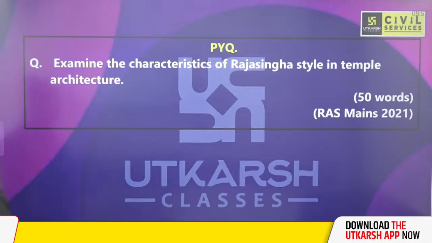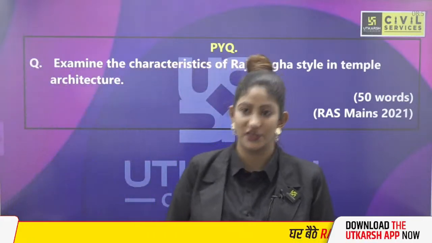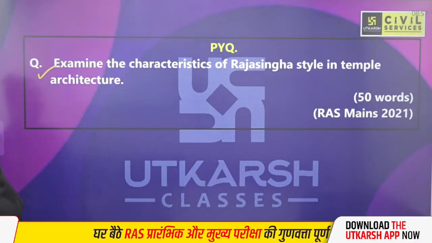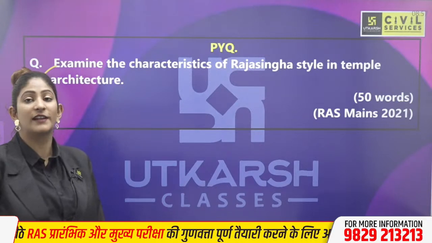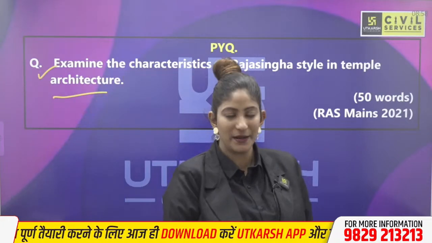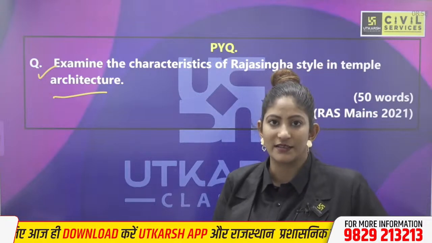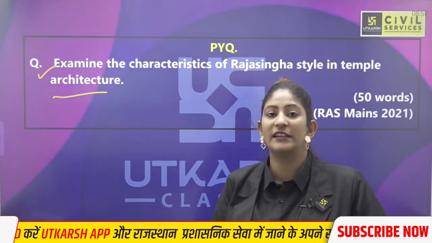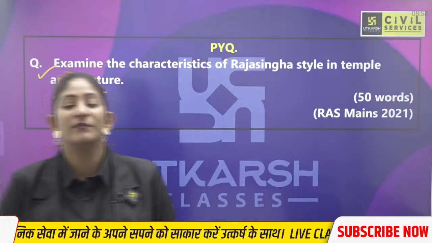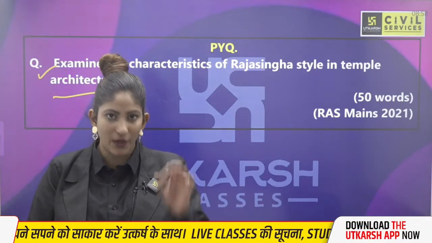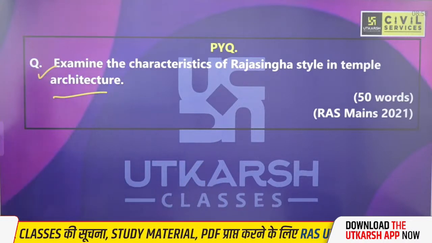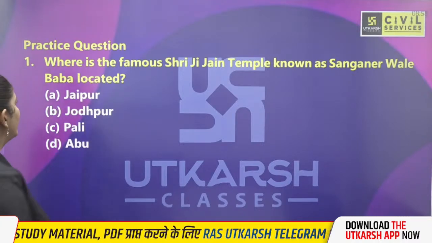Now, this is a kind of question that was asked previously in your Rajasthan administrative services. As you see, in 50 words you had to write in 2021, examine the characteristics of Raja Singha's style of temple architecture. When it comes to temple architecture, a lot of questions could be asked, such as what are the features of the Mahavir temple, what are the features of the different temples of Delwara, which is in Mount Abu, what are the features of the Sanganer temple, what is Sanganer temple very famous for. These kind of questions could be asked in your examination. So make sure that you attempt such questions, then only you will be able to answer this temple.